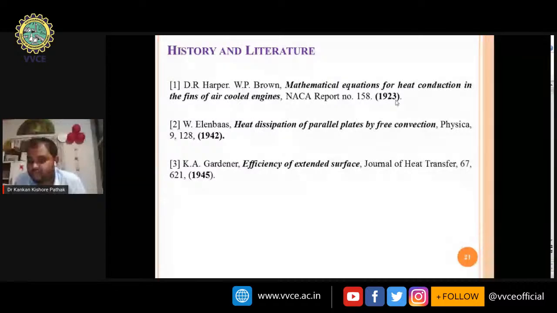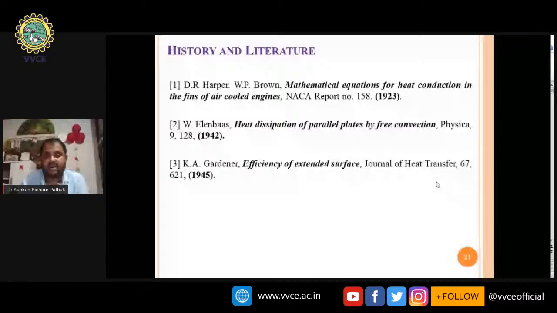of the NASA, National Aeronautics and Space Administration. Okay, so in the 1920s, this is the first evidence that we have on the work extent. Now, whatever we have discussed, that actually the first discovery was given by K.A. Gardner in 1950, and it was published in the journal. It is published by the ASME, so it is a very popular journal.